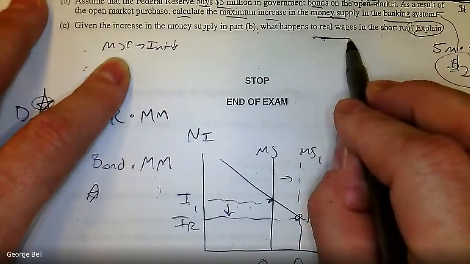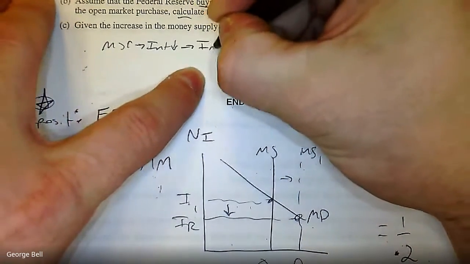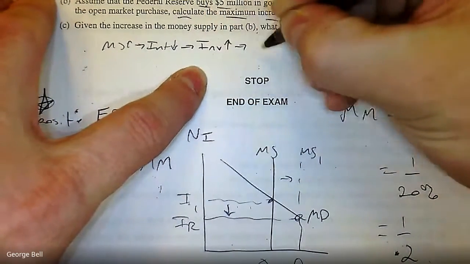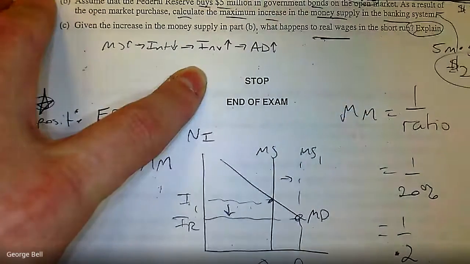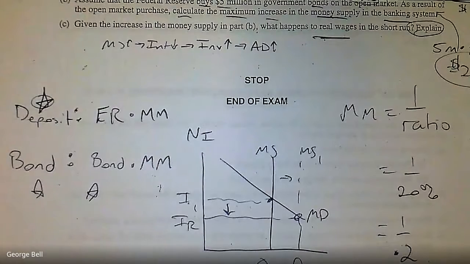What happens to real wages in the short run? Well, money supply went up, interest rate goes down, and that means that investment's going to go up. And ladies and gentlemen, that means aggregate demand is going to go up. Now we're on to something. And if aggregate demand is going to go up, that then puts us in position to solve the remainder of this problem. What happens to real wages?